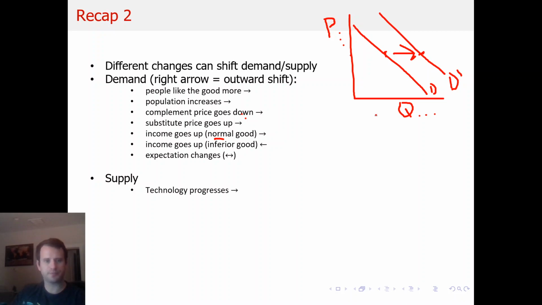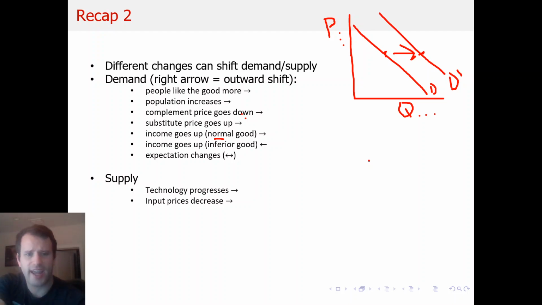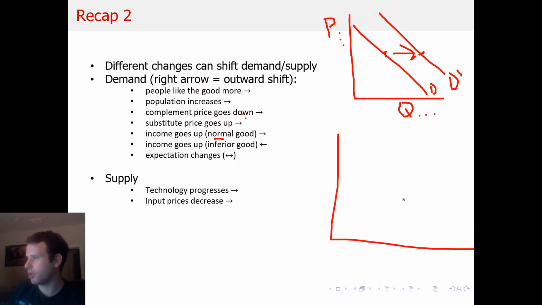Supply shifters are similar. I'm grouping these two together because I realize I'm going kind of long on this. Technology progresses, and input prices decrease. They both kind of say the same thing. As the cost of supplying something decreases, your supply should shift outwards. So what goes on the y-axis? Price. What goes on the x-axis? Quantity. Does supply shift upwards or downwards? Upwards.